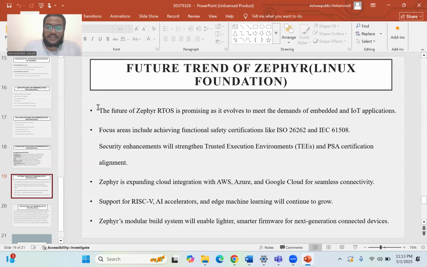Another future trend of the Zephyr Linux Foundation is expanding cloud integration with companies like AWS, Azure, and Google Cloud for seamless connectivity. Support for RISC-V, AI accelerators, and edge machine learning will continue to grow. And Zephyr's modular build system will enable lighter smart firmware for next generation connected devices. Now we'll be concluding the project.